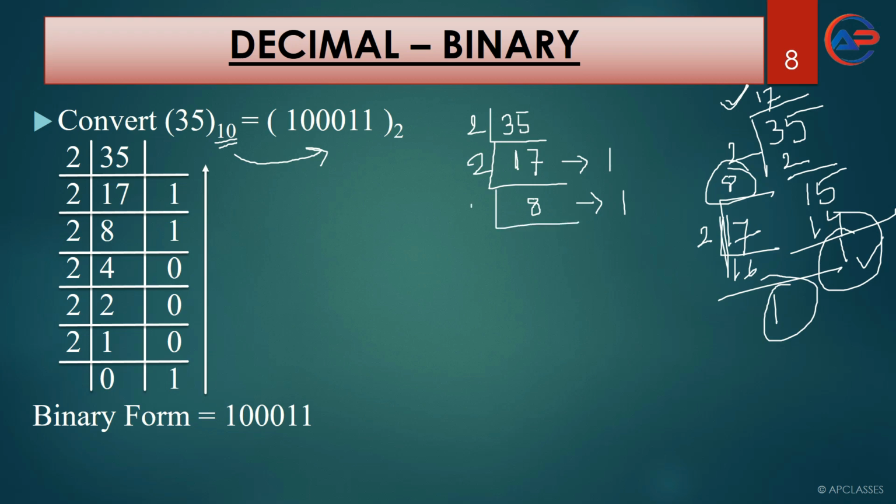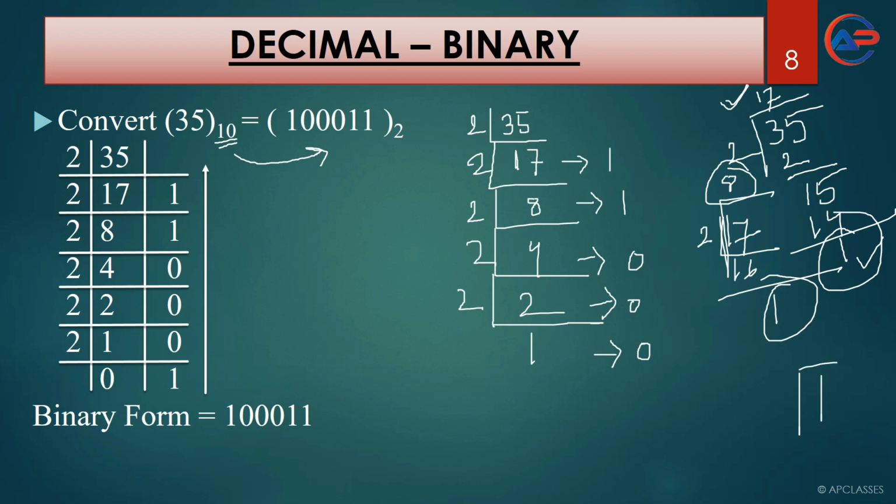Next, we have to divide it by 2 once again. 2 fours are 8, the remainder is 0. Next, 2 twos are 4, and the remainder is 0. Next, 2 ones are 2, the remainder is 0. Here we have 1. We know that 1 cannot be divided by 2, but still we'll try. When you divide 1 by 2, 2 zeros are 0, the remainder is 1.